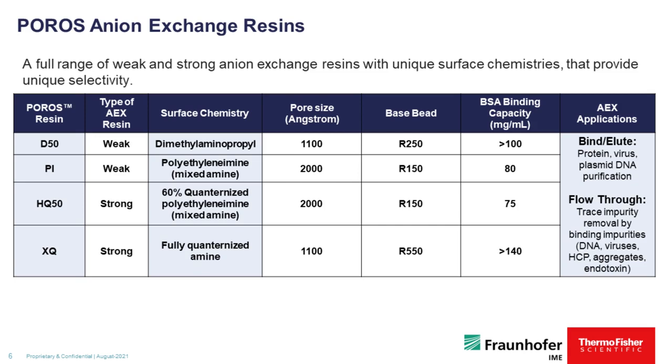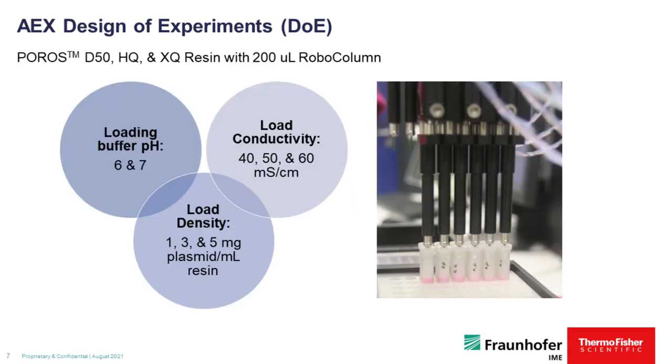And along with the unique surface chemistries that I mentioned, our resins also contain different pore sizes and base speeds, which we'll discuss in the results as to why we think this can contribute to the different binding capacities that we observe from the study today. And these base speeds are related to the surface area, in which a larger number indicates a greater surface area. So for example, the R550 bead, which is on the XQ resin, will have a greater accessible surface area than the R150 bead.